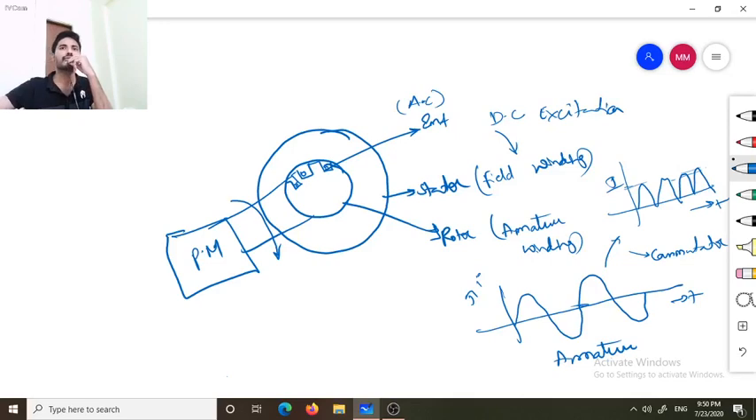Here the direction of the current is not changing, and here the direction is changing. That's why this is a unidirectional current, and this is an alternating current. This will be achieved with the help of a commutator. In this way we'll get a DC current.